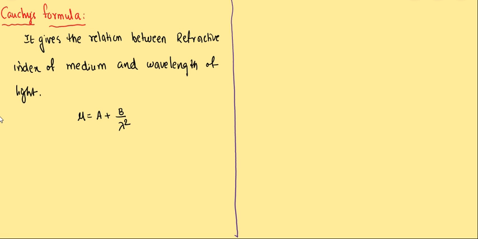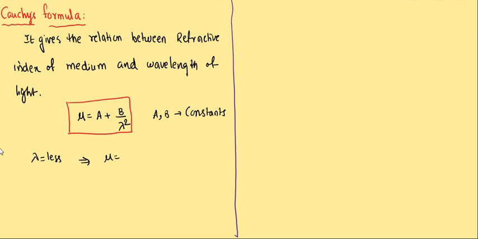In this formula, nu is the refractive index of the medium, lambda is the wavelength, and A, B are constants. Now see here, if lambda is less, then the refractive index is more. If lambda is more, then the refractive index is less.